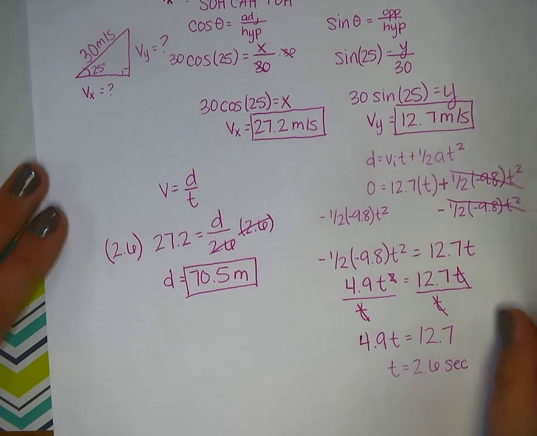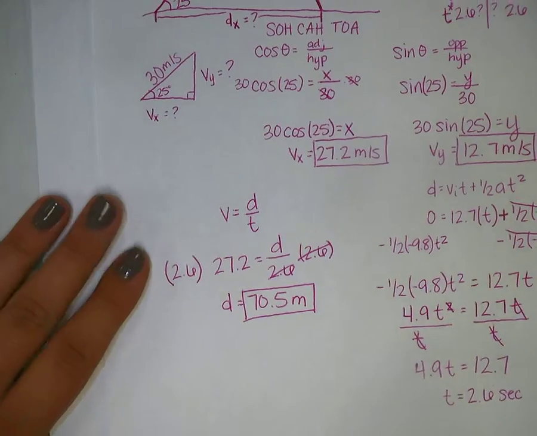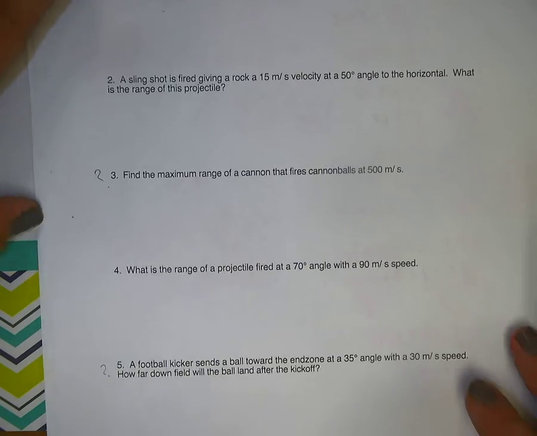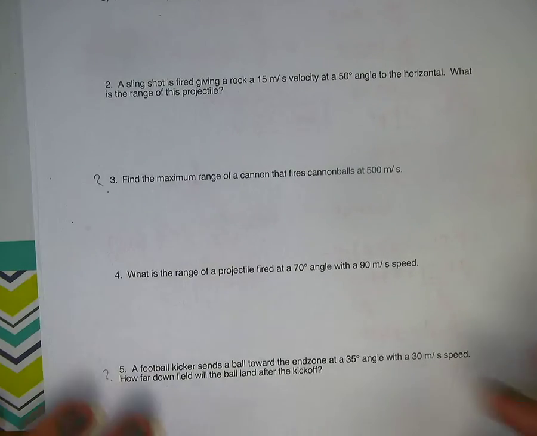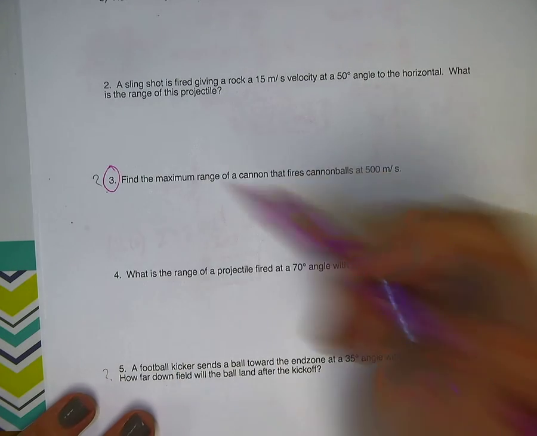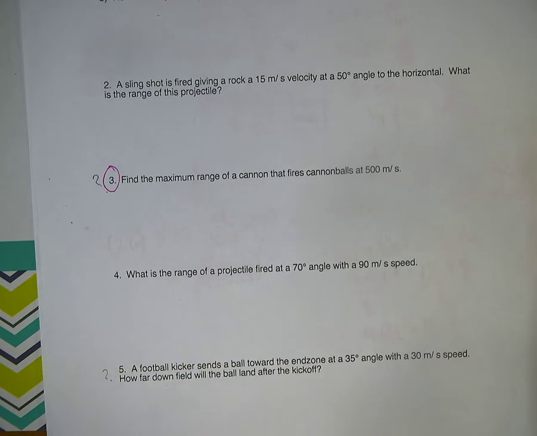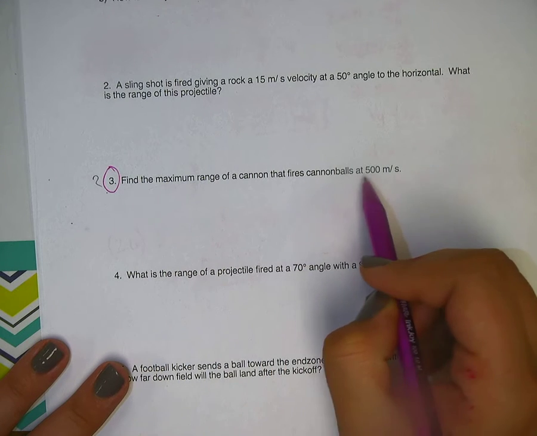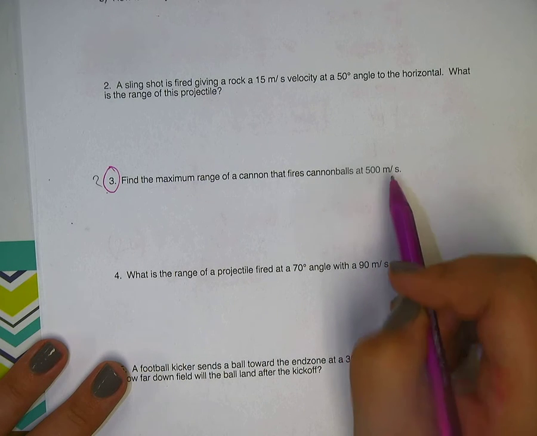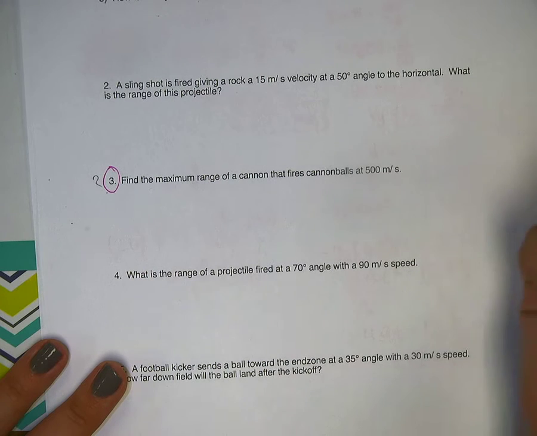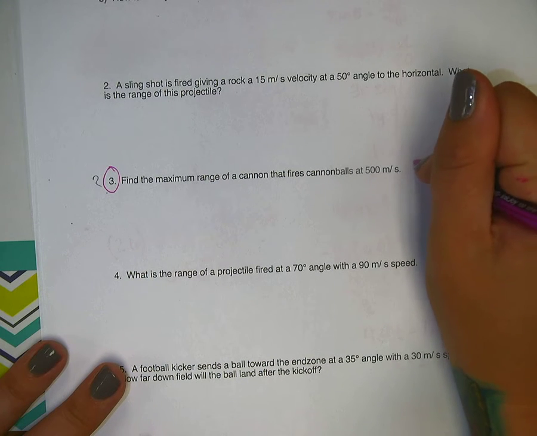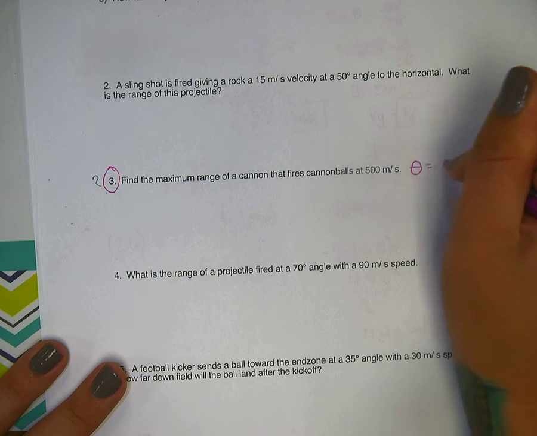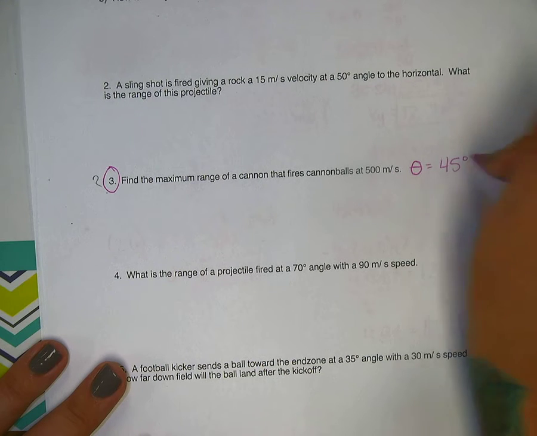And then as you're finishing the problems on the projectile worksheet, I just wanted to mention that number 3 is special. So number 3, it says that you'd like to find the maximum range of a cannon that fires cannonballs at 500 meters per second. So you're given a velocity, but you're not given an angle. So in this case, the angle is 45 degrees.